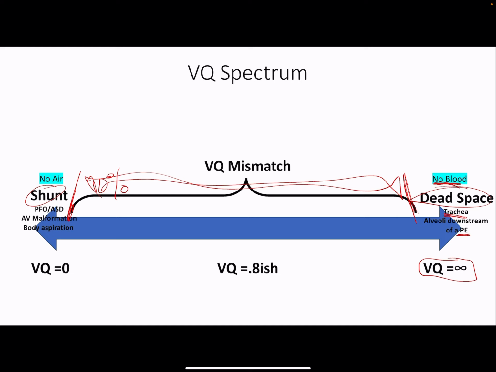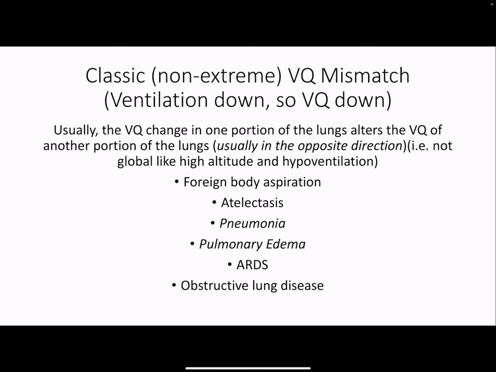Easy ways to think of this is a patent foramen ovale. So blood is going from the right atrium to the left atrium. In that case, it is not getting oxygenated, but the blood is flowing fine. An AV malformation as well, or just completely plugging up a whole bunch of alveoli. So these extremes would be the shunt. Again, the average is about 0.8.